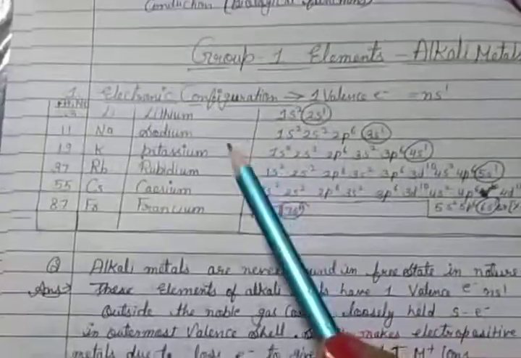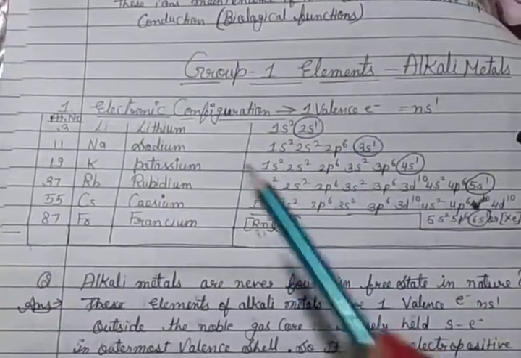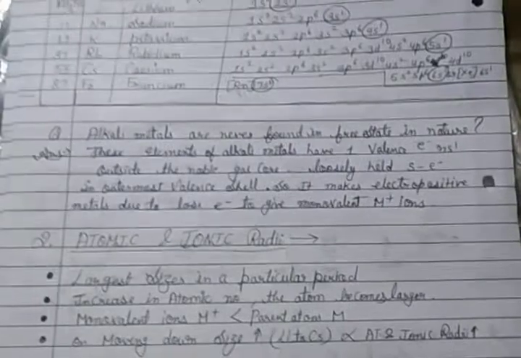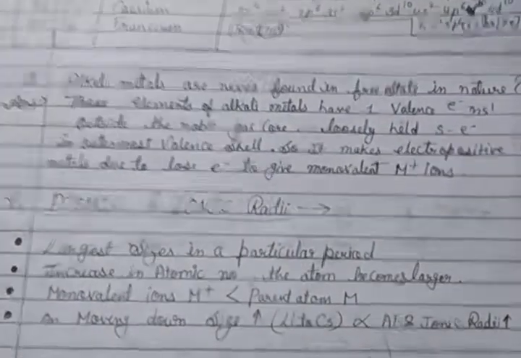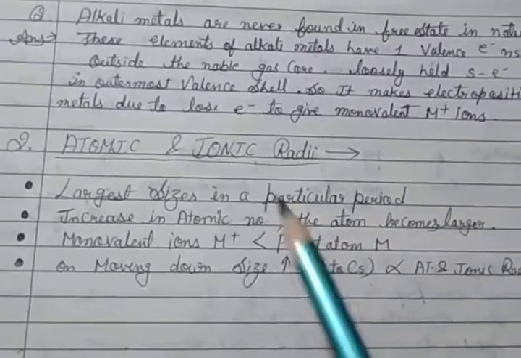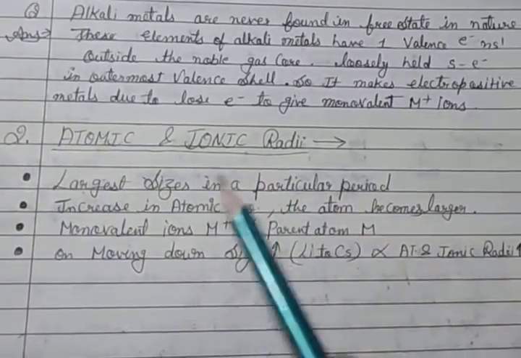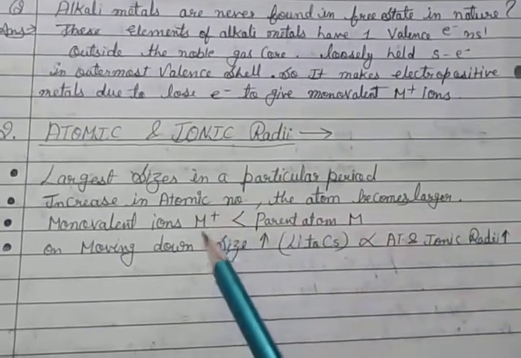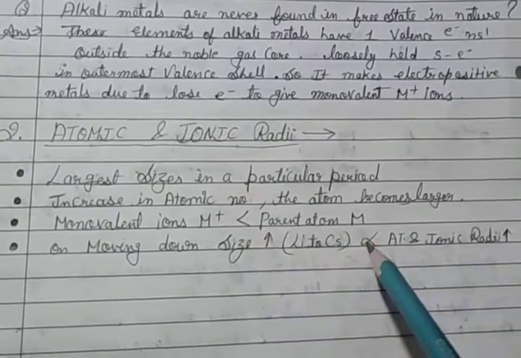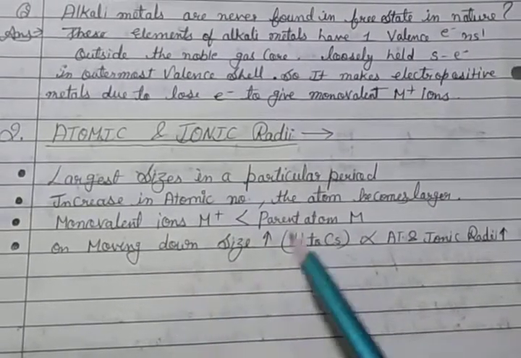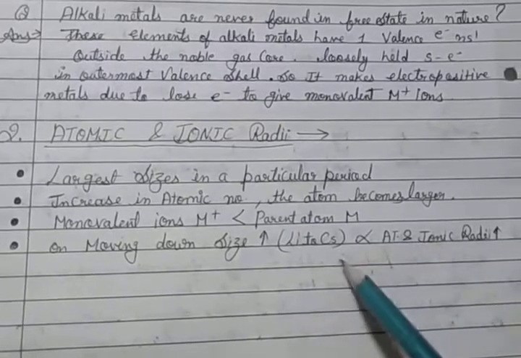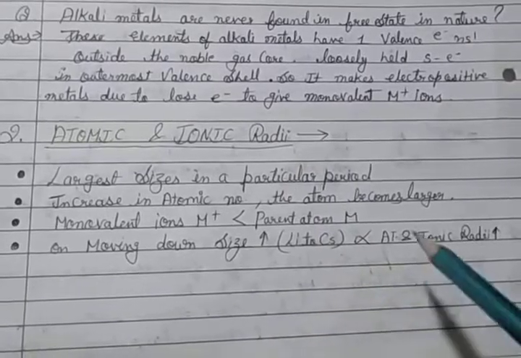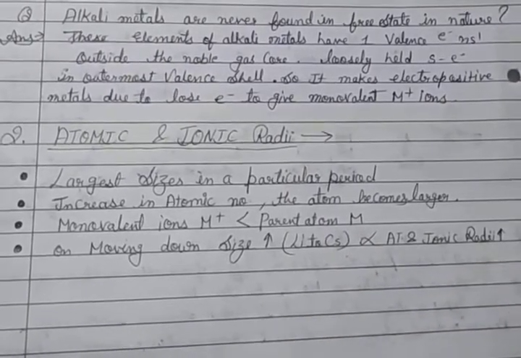Now for group first we have to see the properties. First is the electronic configuration. Second is atomic and ionic radii. Along a period, with increasing atomic number the atom becomes larger in size. The monovalent ion M+ is smaller than the parent atom M. Moving down, from lithium to cesium, size increases, so atomic and ionic radii also increase.